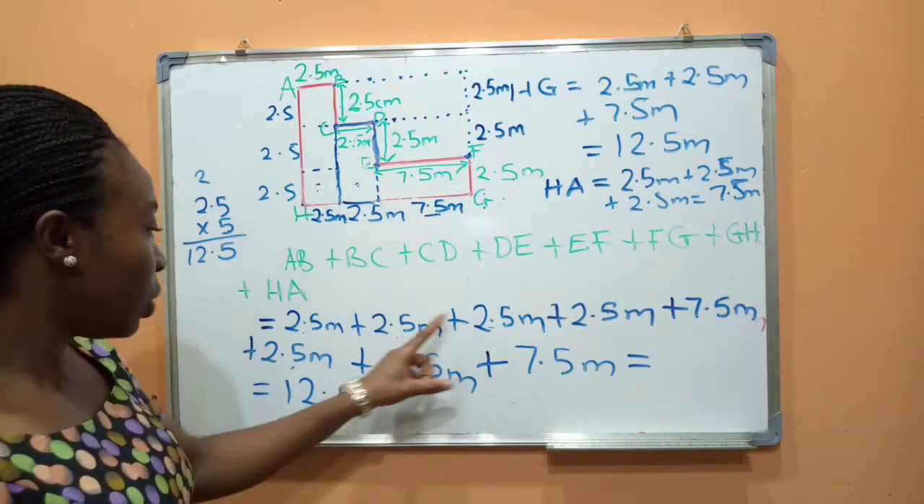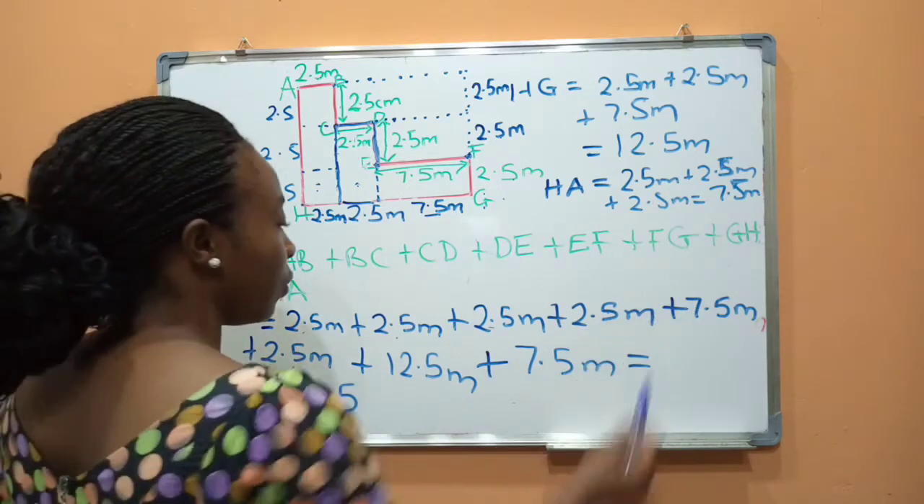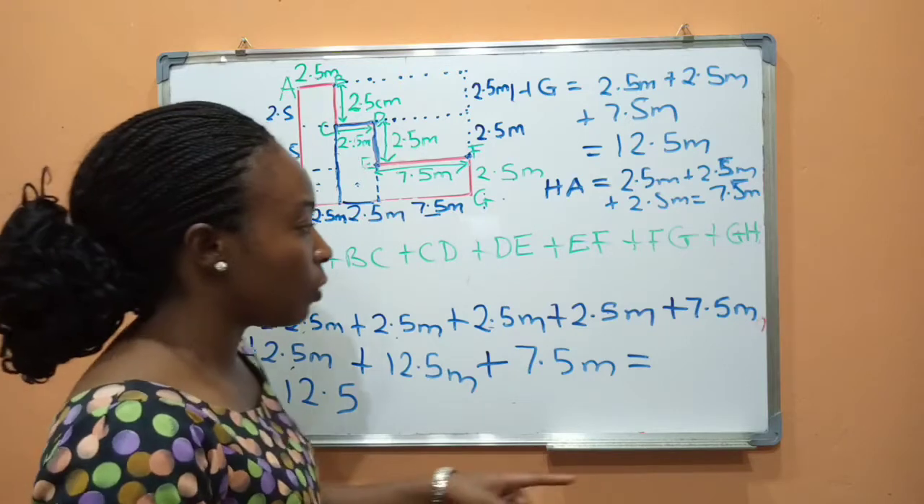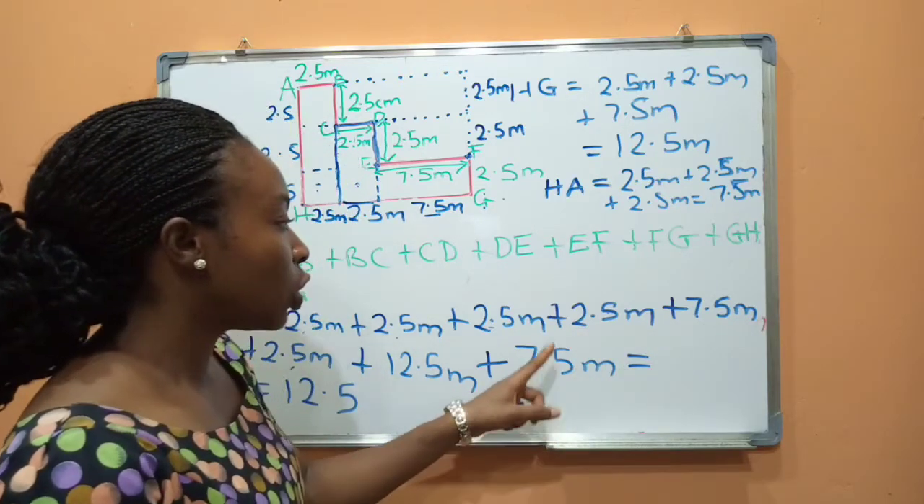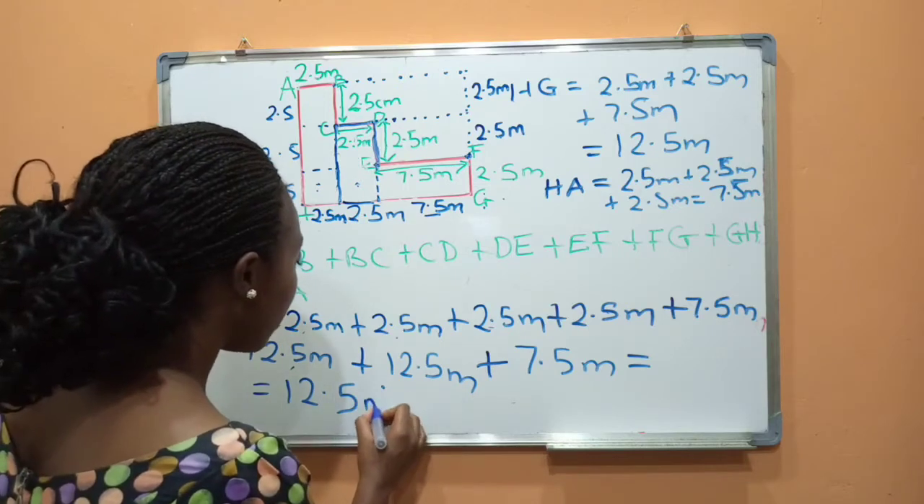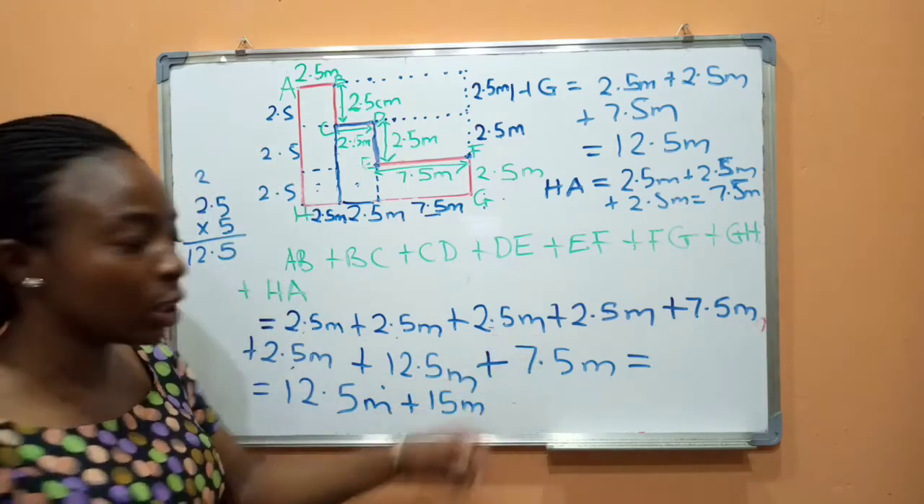Now we are done with adding the 2.5. Let's look at 7.5. We have two 7.5 here. We have 7.5 here. We have 7.5 here. So summing them up, we are going to have 15 meters, okay?